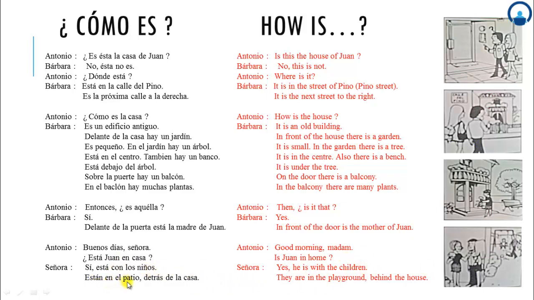Están en el patio detrás de la casa. They are in the playground behind the house. So patio means playground. So I guess with this conversation the use of esta, estan and I is much more clear.